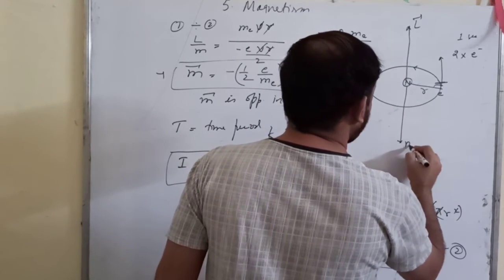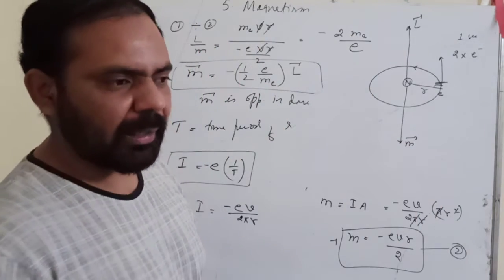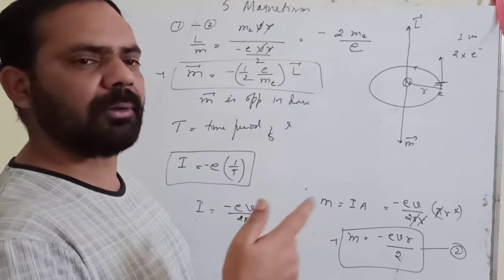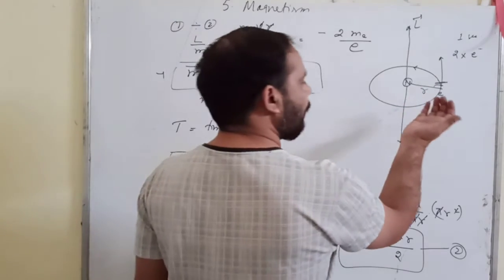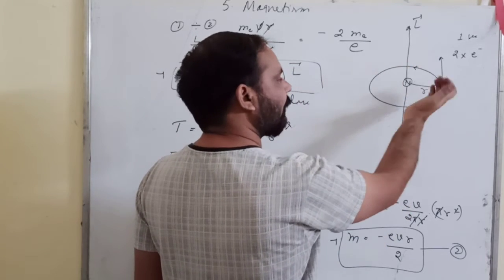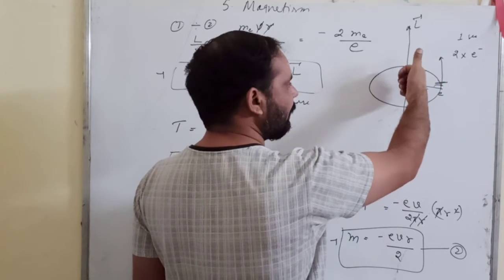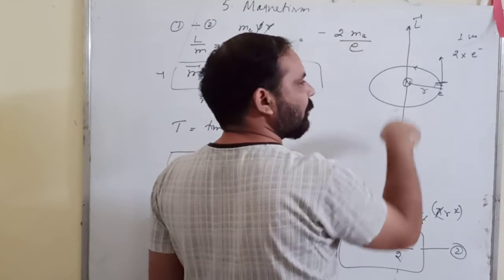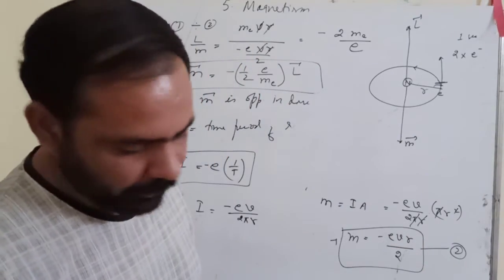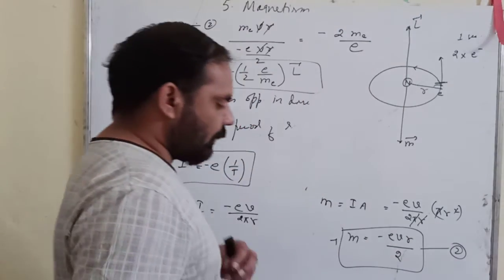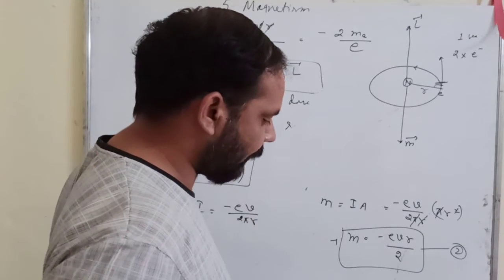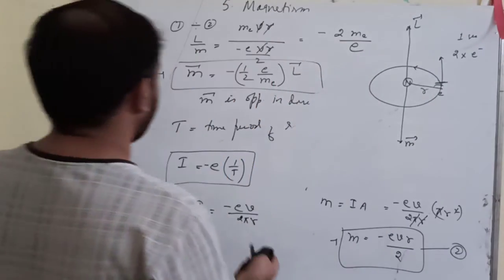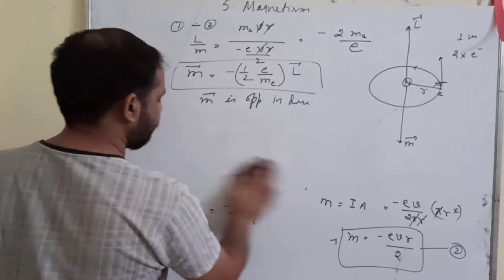It is downward. So how will you find the direction of the m vector, the dipole moment, in case of an electron revolving on a circular path? Take your right hand thumb rule, curl your fingers according to the direction of motion of the electron. The direction of the thumb will represent the direction of L, upward. m will be opposite to L, so it will be downward. Alright. Now, we can slightly improve this formula.